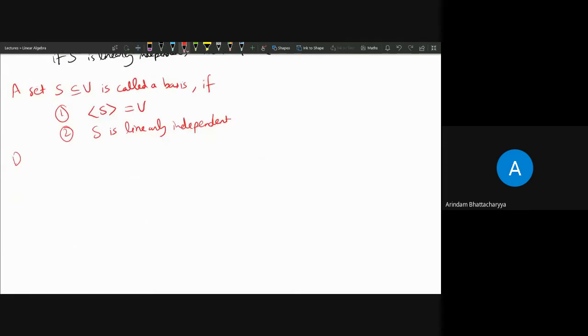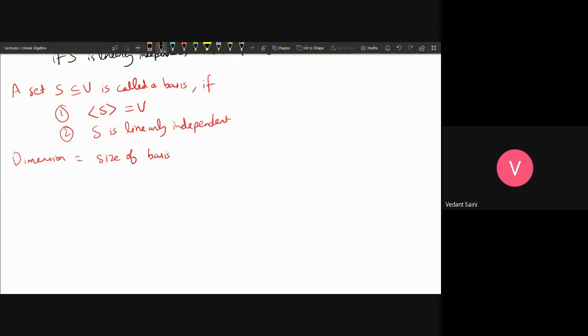Now dimension is equal to the size of a basis. Right. Everything clear so far? Because I think so far everything has been very intuitive. Anyone who wants me to explain the definition or anything? If the span is the whole vector space, then if S is linearly independent, then obviously the span is the whole vector space.